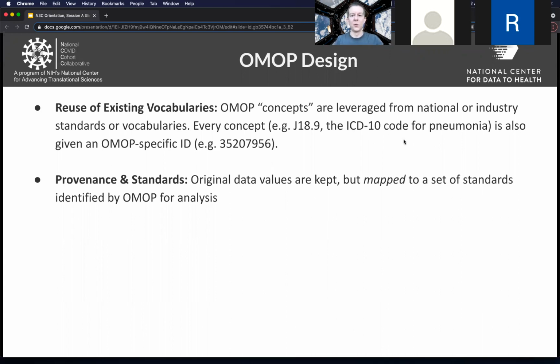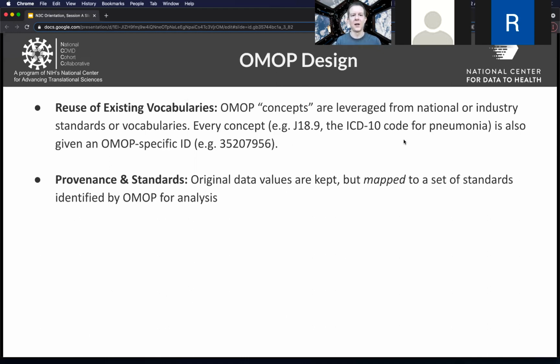OMOP data values, the originals from the source data partners are kept. So if you're curious to know how a particular record was coded at the source data partner, there's a column for source concept ID and source concept name, and you can go and look at those. But as part of the ingestion harmonization process, all of those are actually mapped to a set of standards identified by the OMOP community for the actual analysis.